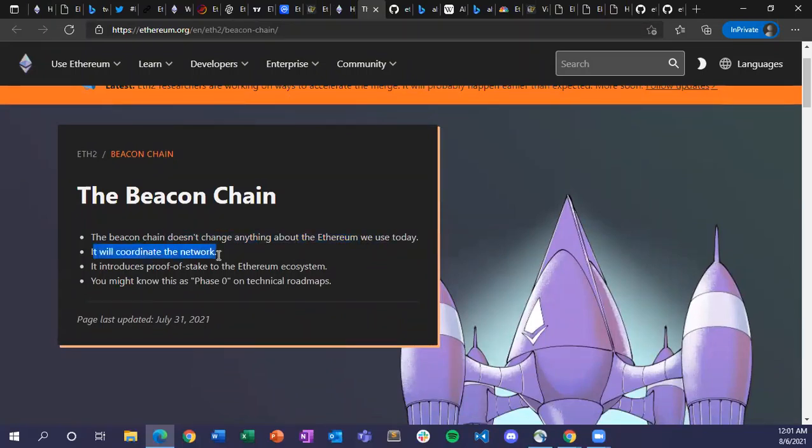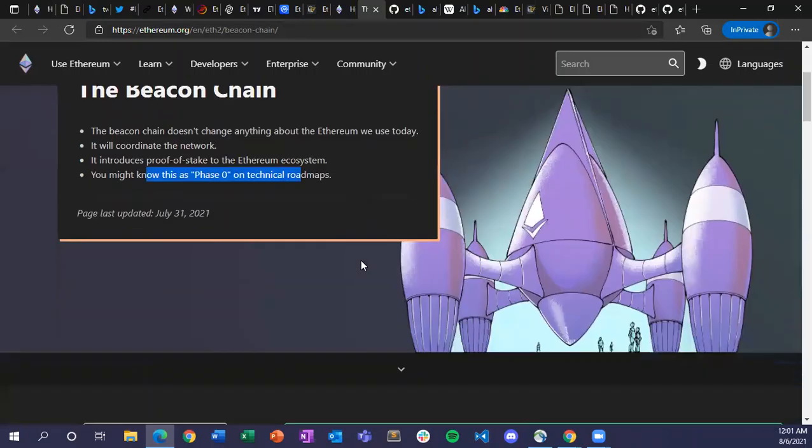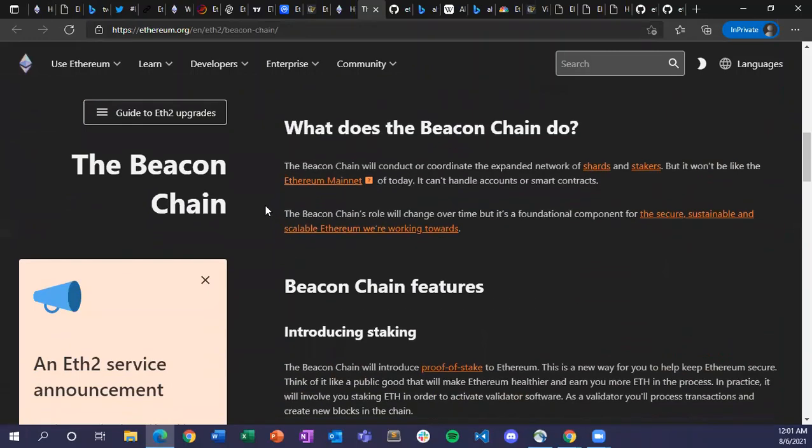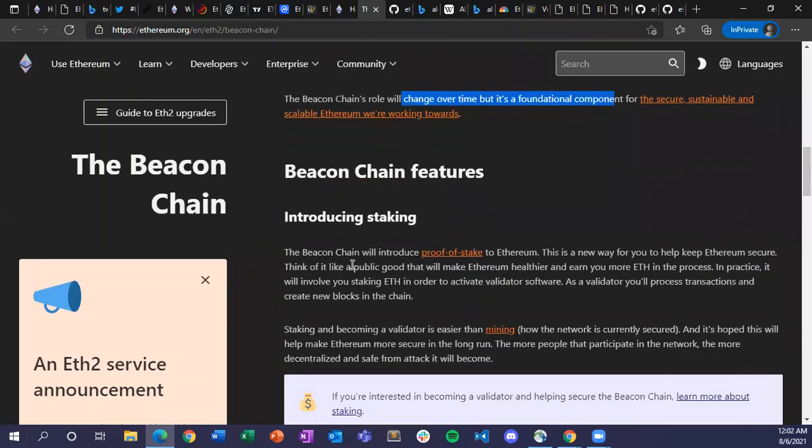So if we go to what the beacon chain actually is, it says here, it doesn't change anything about Ethereum today. It'll coordinate the network. Importantly, it introduces proof of stake, and it's known as phase 0 on the technical roadmap. So by coordinating the network, it says to coordinate an expanded network of shards and stakers. It won't be like the Ethereum mainnet of today, and it can't handle accounts or smart contracts, interestingly. It will change over time, but it's a fundamental component of the secure, sustainable, and scalable Ethereum we're working towards.